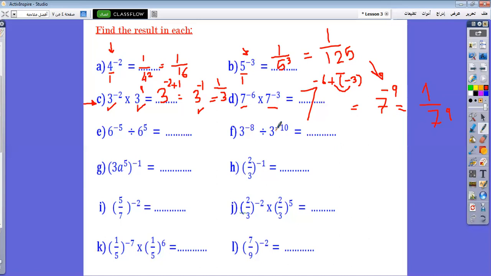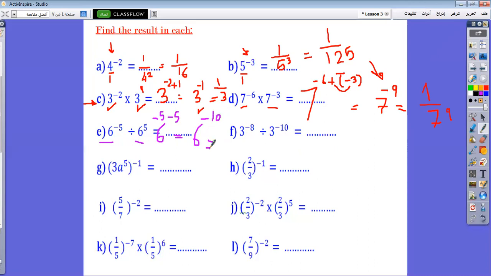Number E: 6 power negative 5 divided by 6 power 5. Let's start to do the operation. You have the same base, so it will be 6 power, and since you are dividing, you will subtract the powers. So it will be negative 5 minus 5.